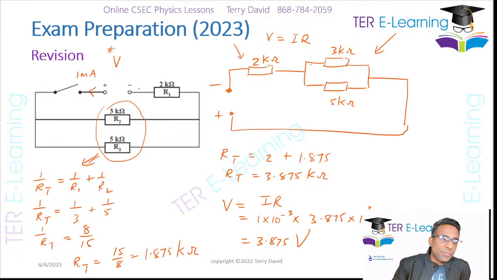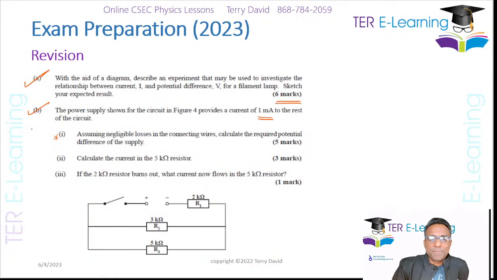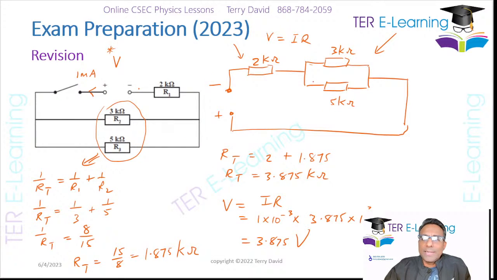So that's the voltage for part 1. Part 2: calculate the current in the 5 kilo ohm resistor. Now let's go to the diagram. That's the key to some of these questions. You have to look at the diagram itself. So we want to work out the current in the 5 kilo ohm resistor. Let's have a look here. That's the current that is flowing through here. Now, let's see what we're going to do here.